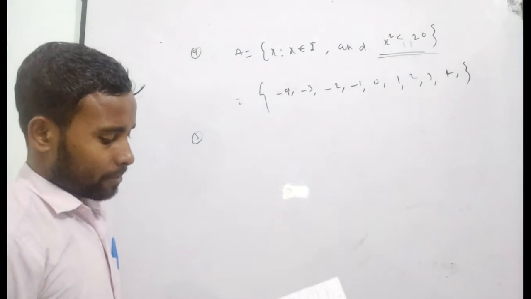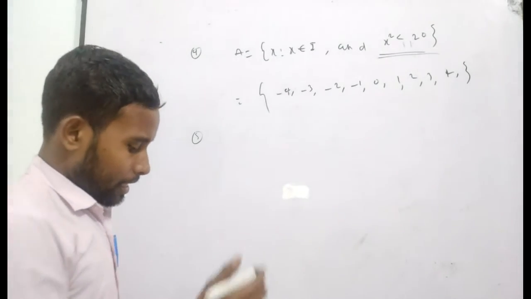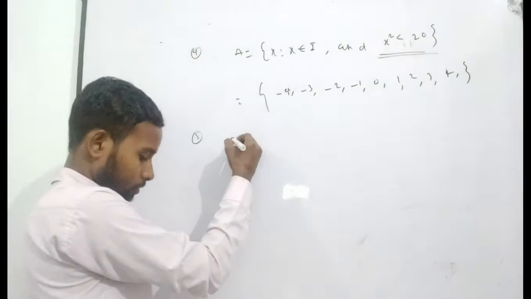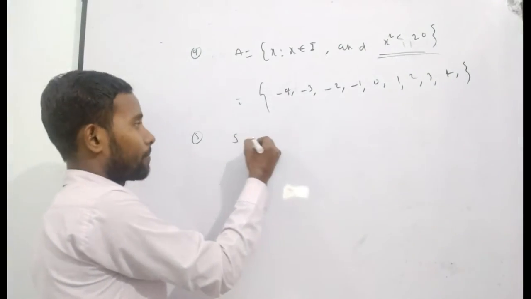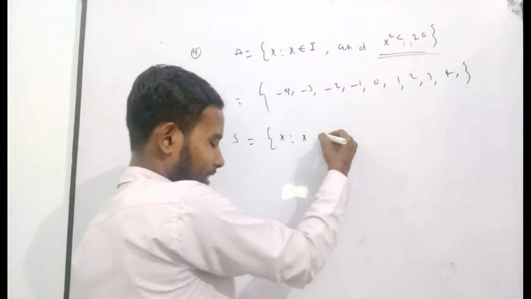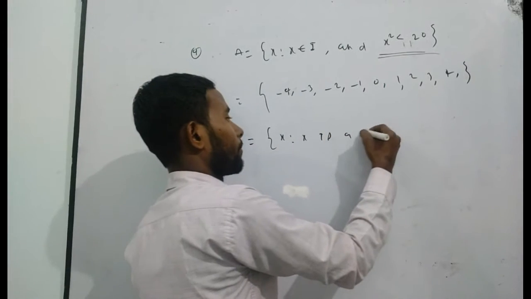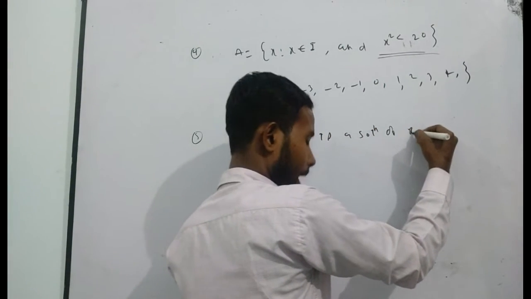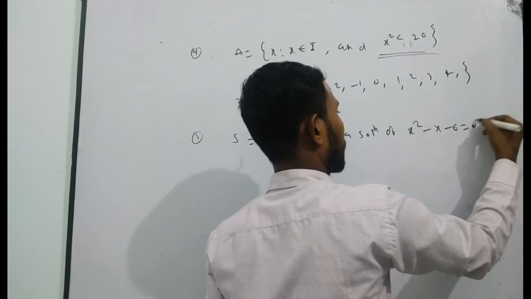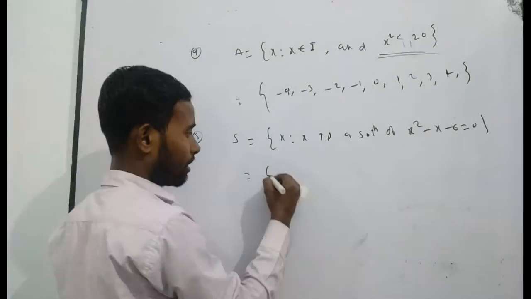Next example 5: A is equal to {x such that x is a solution of x square minus x minus 6 equal to 0}. It is also very easy.